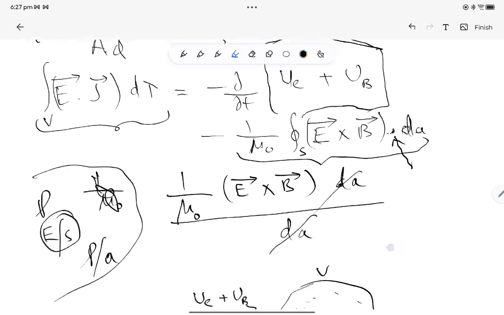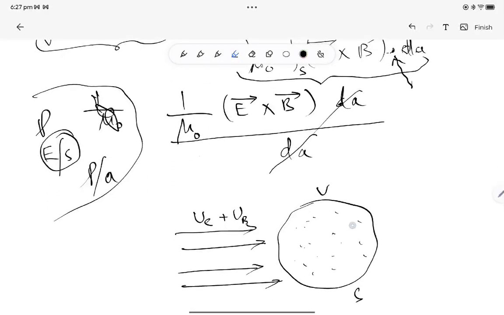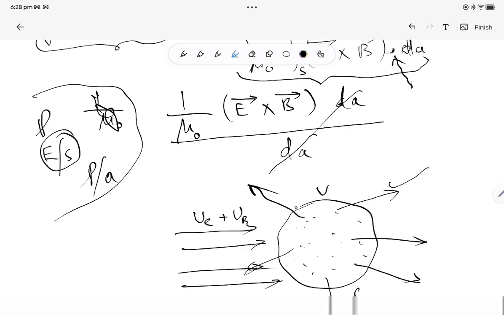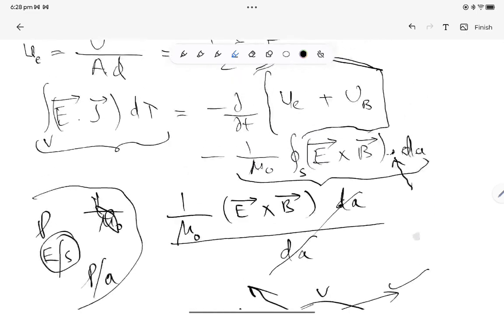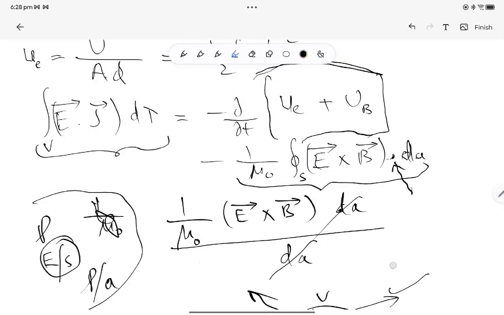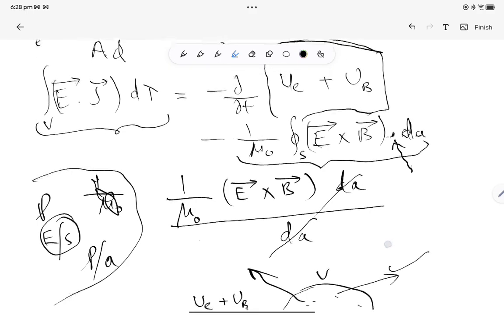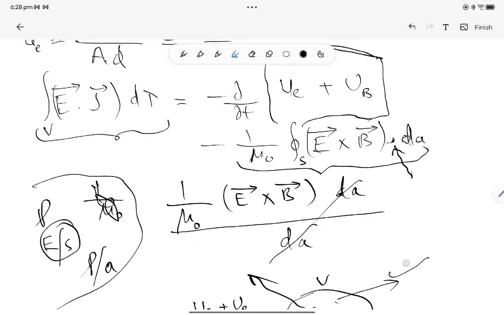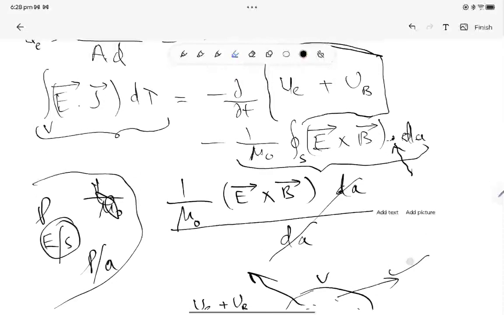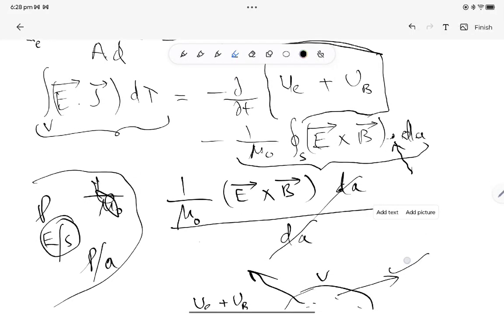Now, what is left? The amount that is left crosses through this surface, in all possible directions. This amount which crosses through the surface is represented by this equation. So this equation is a statement of the law of conservation of energy. It is called Poynting theorem.